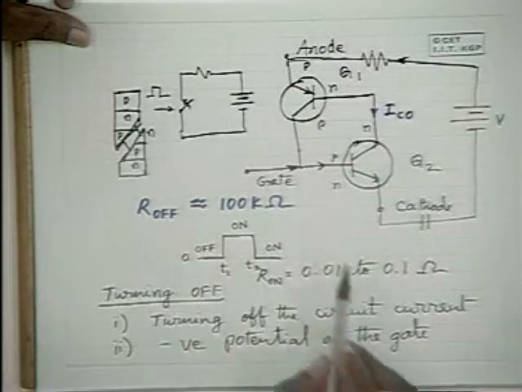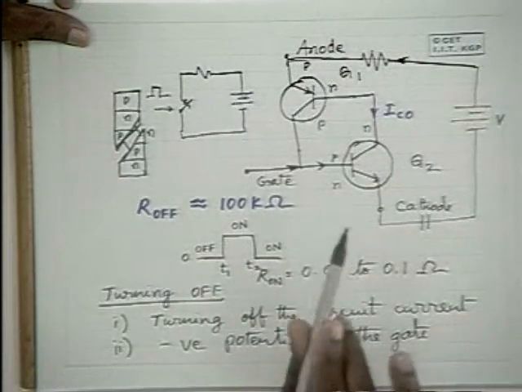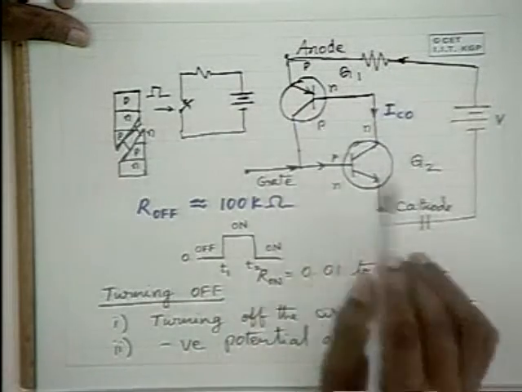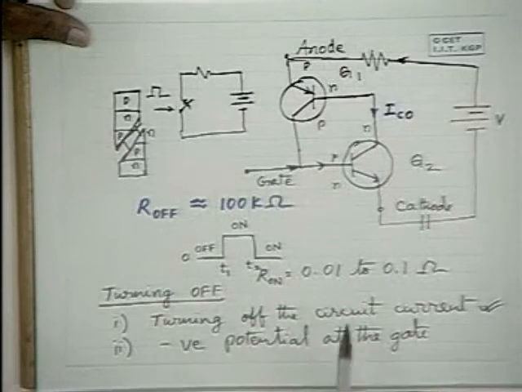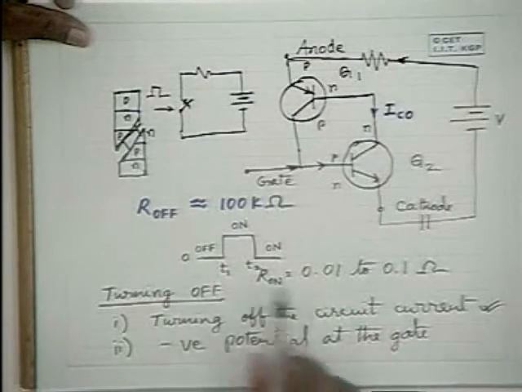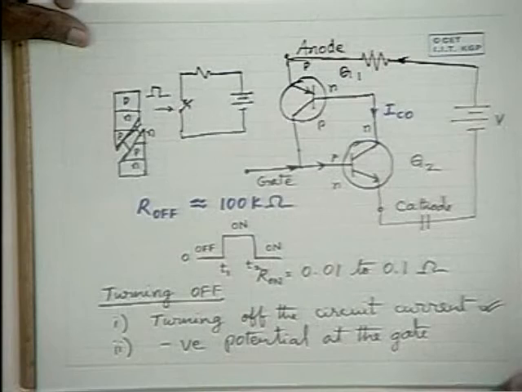Hence, if the current is broken, when the gate potential is 0, the SCR goes off. So this is how, by breaking of the current flowing through the SCR, it can be turned off.